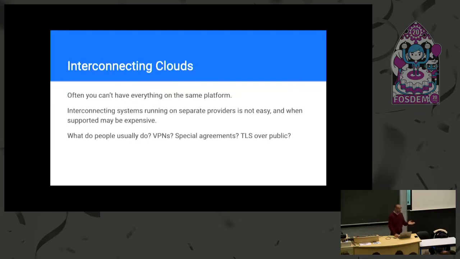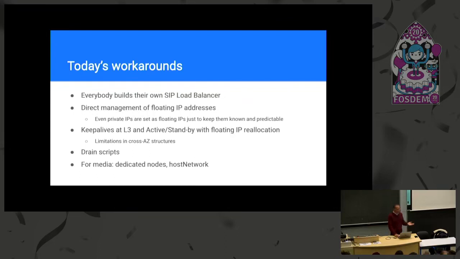So as we said, there's no standard interconnection with clouds, and these are the workarounds that we see today. Everybody is rebuilding their own load balancer, so we are not doing common work from this point of view. Of course, we can use Kamailio, we can use OpenSIPS or Dispatcher or other solutions. Then we are more or less duplicating the work. And there are still drain scripts. There's nothing automatic in the infrastructures themselves.